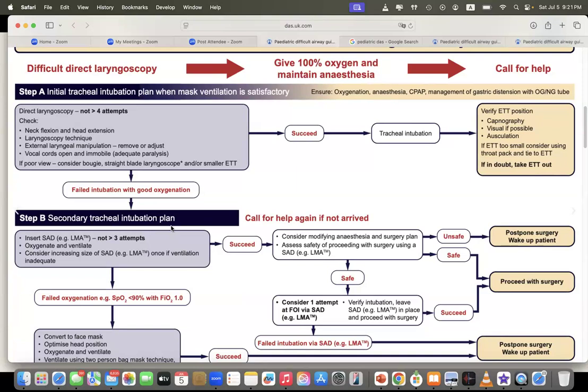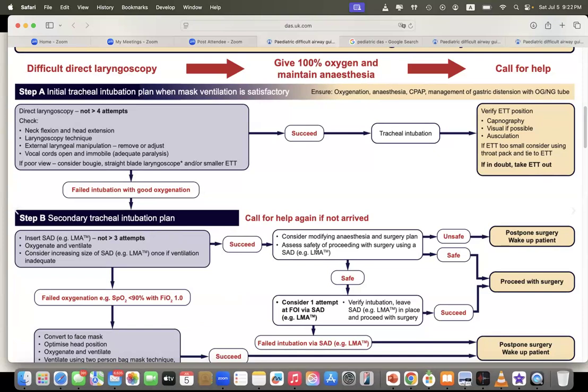Okay. So if you're successful, try to increase the size, change it. And if there is success, then you consider modifying the anesthesia surgery plan to assess safety of the procedure. If you want to awake, here you have to stop and think, should I awake the patient? If it's unsafe, postpone the surgery and awake the patient. If it's safe, there is no risk of aspiration. And by the way, babies and pediatric patients are prone to aspiration. So if it's a life or emergency, then you have to proceed with surgery, bearing in mind the risk of aspiration.